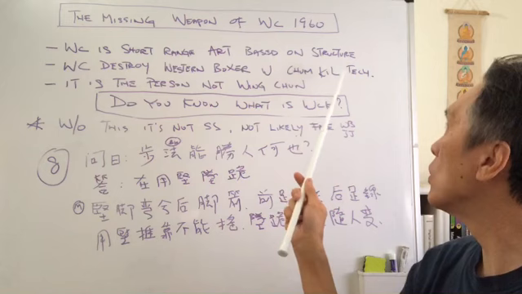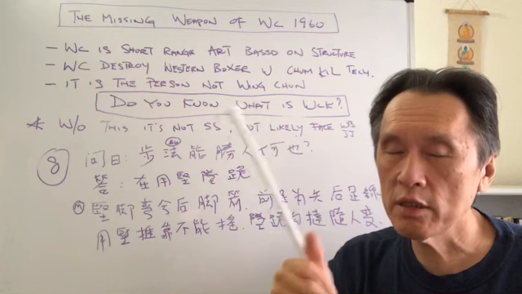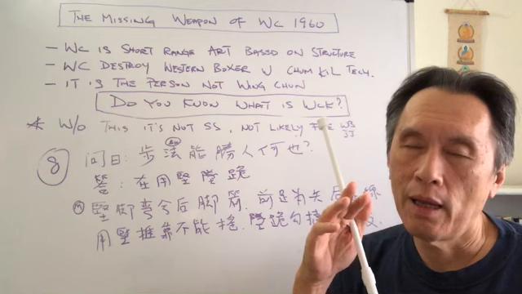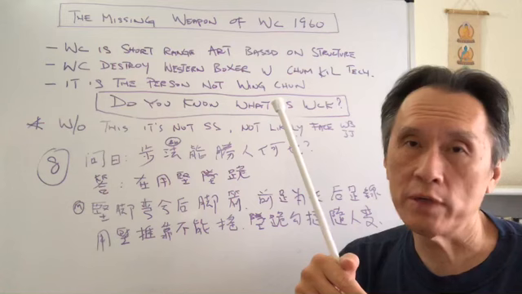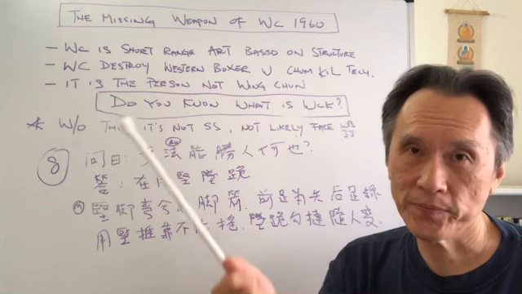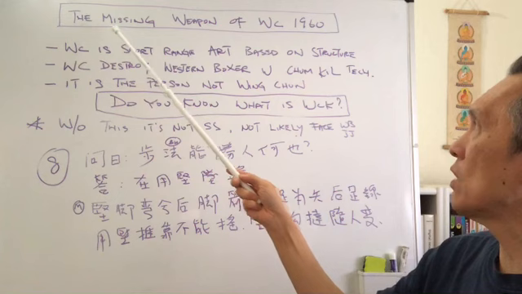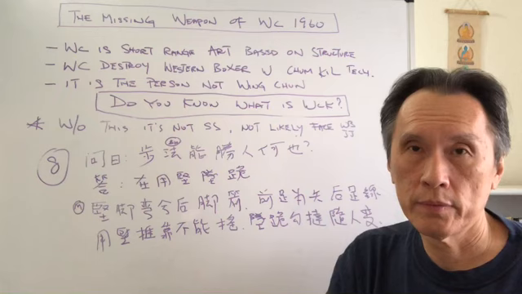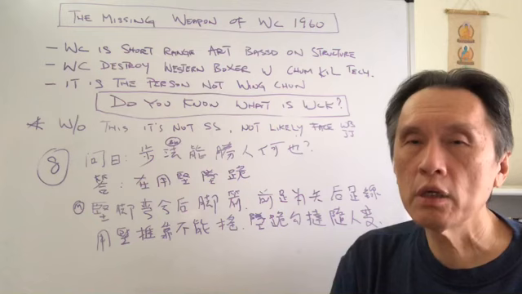So today I'd like to seriously share with the entire world something which, at least in public, has never been revealed in the past 100 years. You can check all the writing, all the teaching, all the videos in public. You will not see this. Today I'd like to share with you the missing weapon of Wing Chun version 1960. A really critical weapon which is missing in 1960.